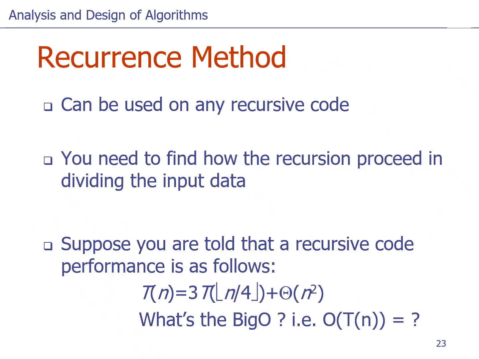So, to summarize, the recurrence method, or the recursion tree, or the recurrence tree can be used on any recursive code. Okay? The problem is, which is not really a problem, it's a requirement, that you need to understand how the recursive code is dealing with the data. How many divisions it's making, and what's the data passed to every division. There are two separate things here.